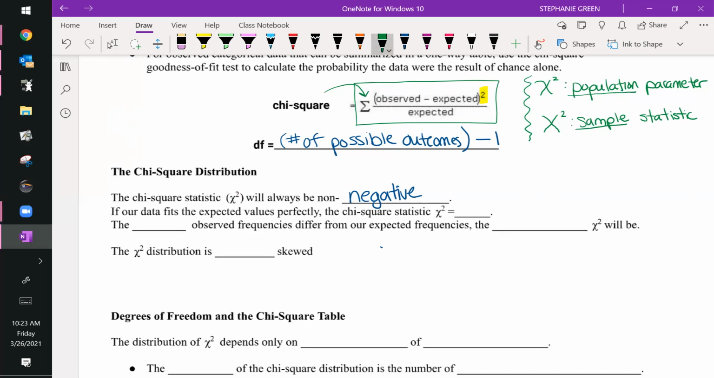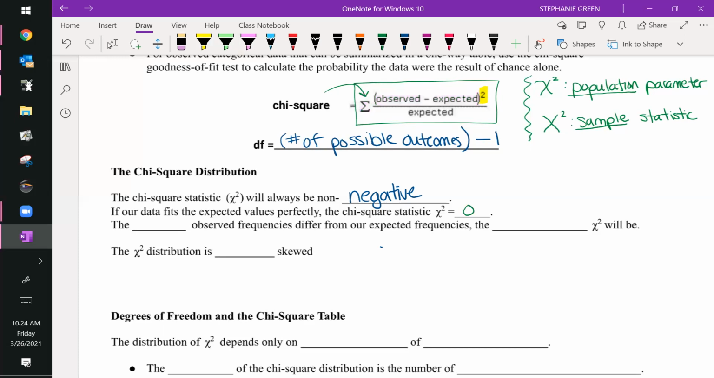If our data fits the expected values perfectly, the chi-square statistic will actually be 0. So what we're going to do with this chi-square distribution is compare the values that we expect to get for our different outcomes to what we observe in a sample. If our sample fits what we expect perfectly, then observed minus expected will be 0, so our chi-square statistic will be 0.